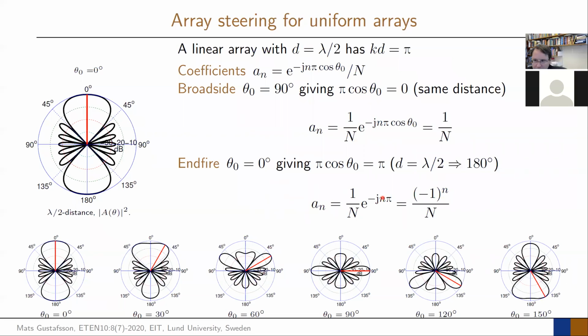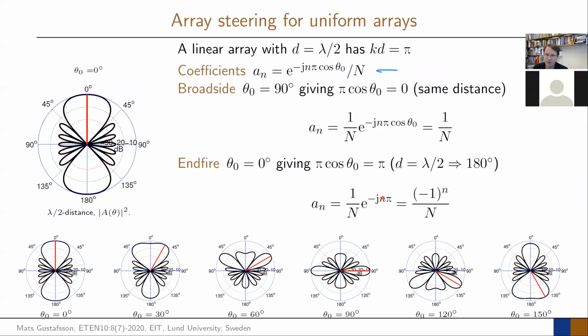So if we look at what's happening for a uniform array, I can compute all of these coefficients that I can put into these elements. The original phase is 1 on them, and now I should change them with a phase according to this cosine theta.